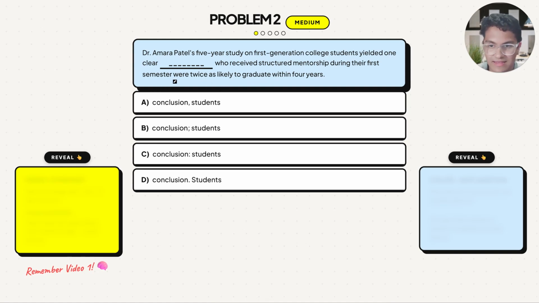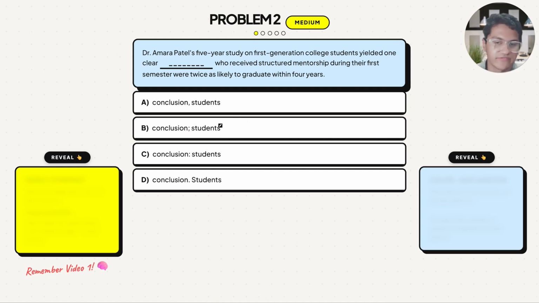Now let's take a look at the second half. Students who received structured mentorship during their first semester were twice as likely to graduate within 4 years. This is also a complete sentence, which means A is incorrect. This leaves us between B, C, and D. And now we can use the semicolon rule. You have both the period and the semicolon, and if both function exactly the same, that means they both can't be right. So that leaves us with only option C.